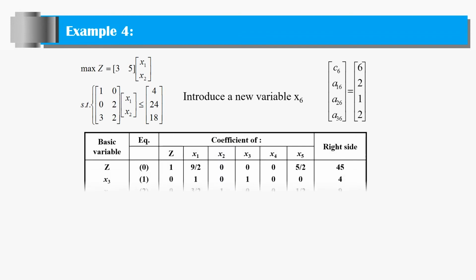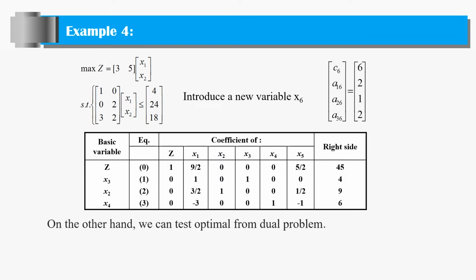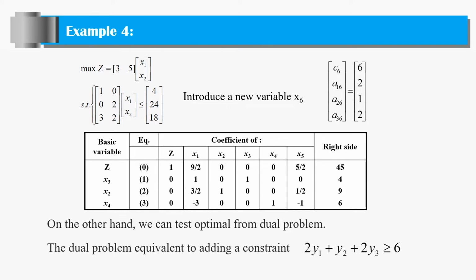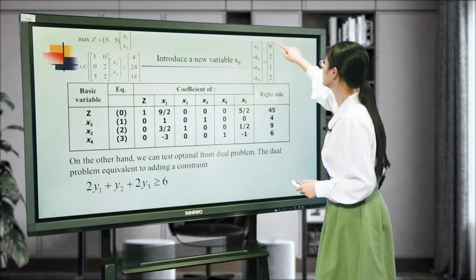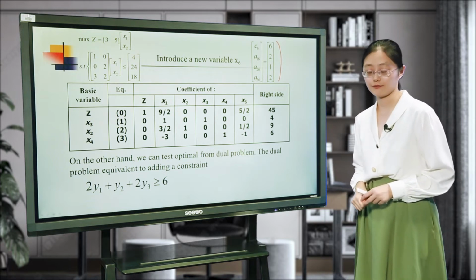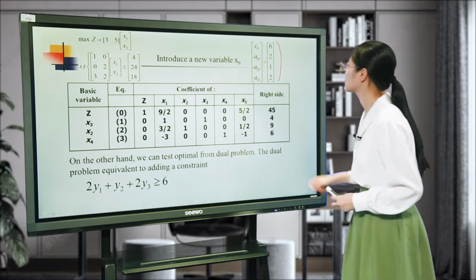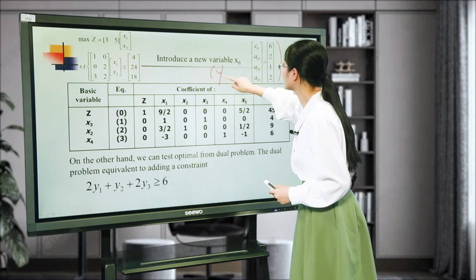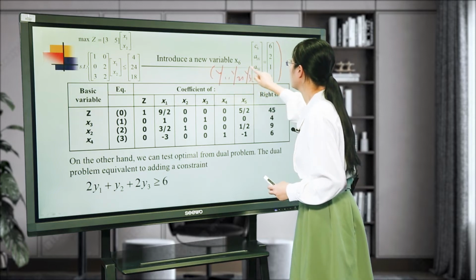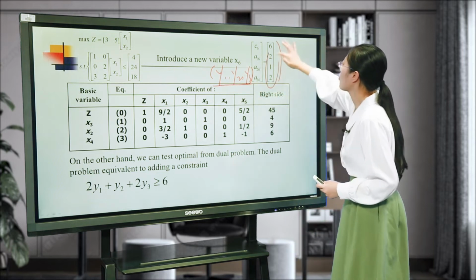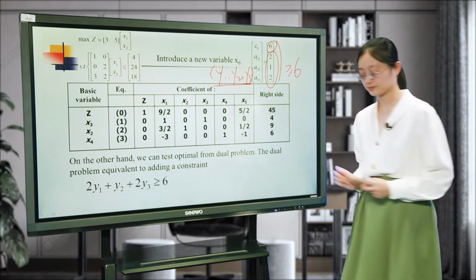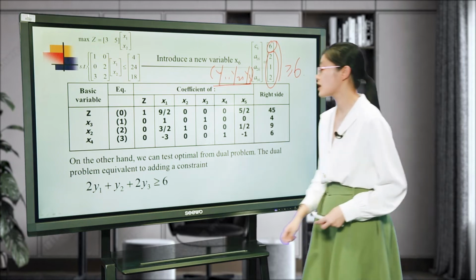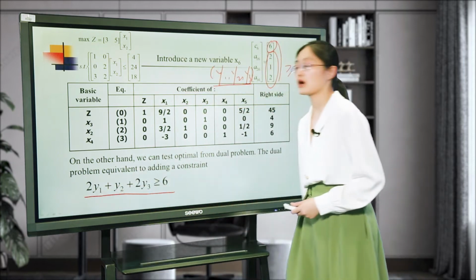On the other hand, we can also test optimality from the dual problem. The dual problem is equivalent to adding a new constraint. Since these are the new coefficients we add for our variable, the dual constraint is: y1, y2, y3 times 2, 1, 2 is greater than or equal to the coefficient in the objective function, 6. So this is the new constraint in the dual problem we add.